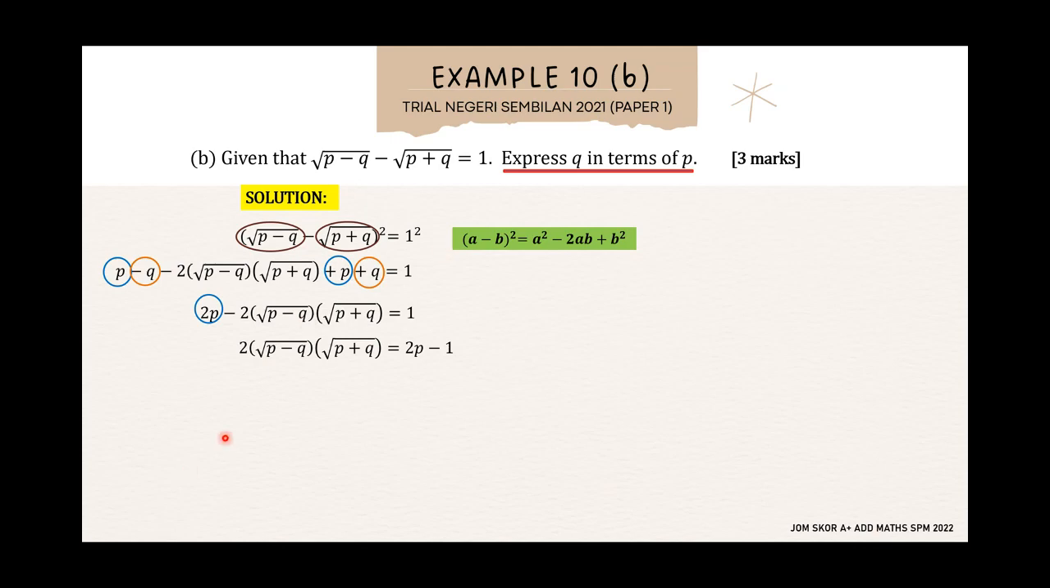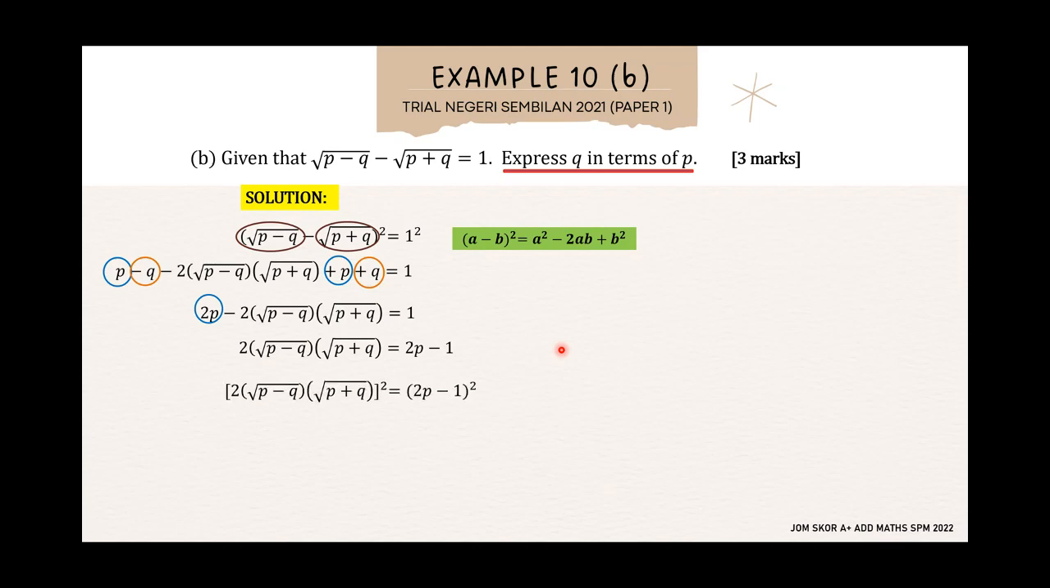Right. Sekarang teacher nak tinggalkan dalam sebutan surd dahulu on your left side. So I'll bring 2P to the other side. So 2 surd (P minus Q) multiplied by surd (P plus Q) is equal to 2P minus 1. Okay. However, masih lagi ada surd ni. Macam mana nak hapuskan surd? Macam mana nak hapuskan square root? Tak ada cara lain. Kita kena square tadi.